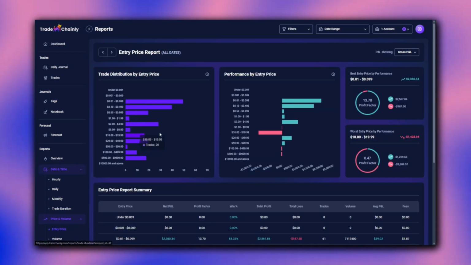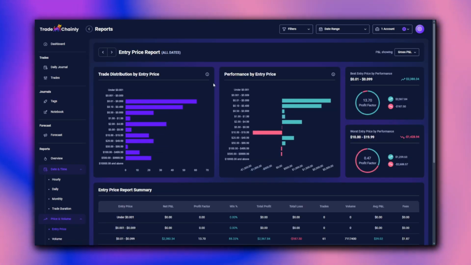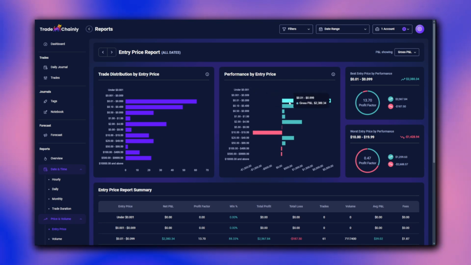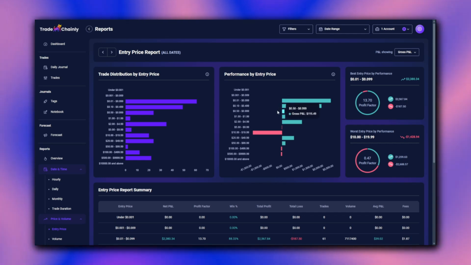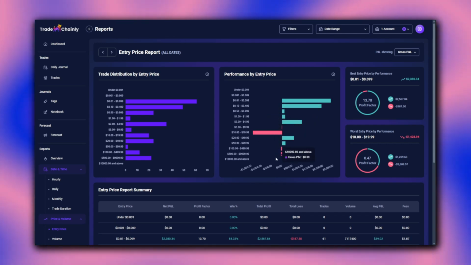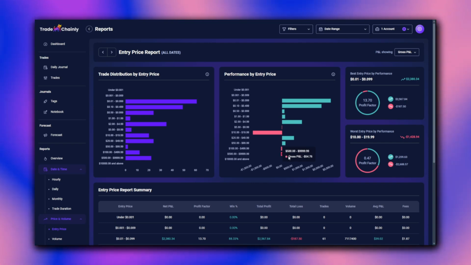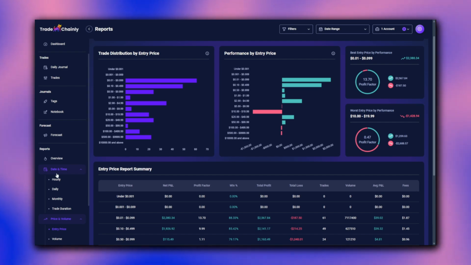Let's see our entry price report. This shows whether you perform better on low-price symbols or large-cap coins. Maybe you're consistently profitable on 1 cent to 99-cent altcoins, but not on Bitcoin-level trades. I use it to find my range.